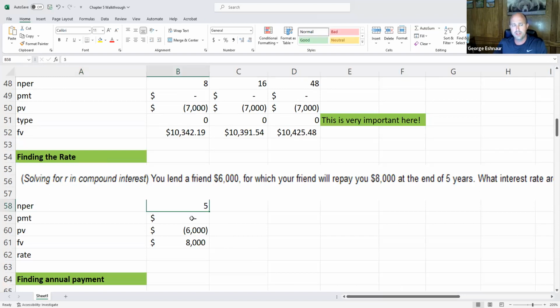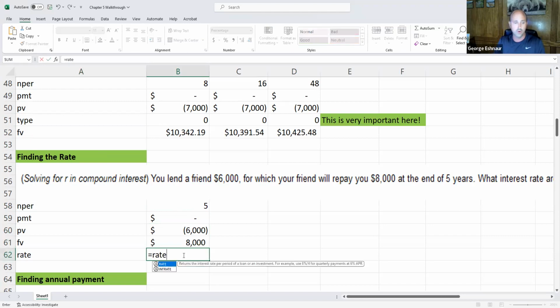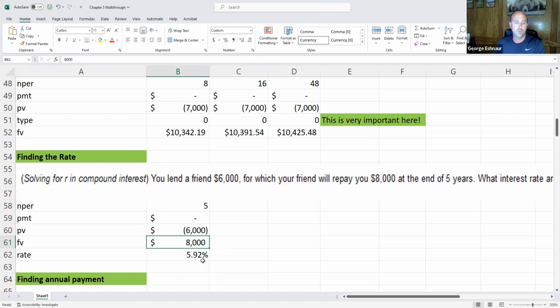So again, we've got our number of periods. We're not getting any payments because we're not getting our $8,000 back until the end of 5 years. So, and our initial investment's negative. Our cash flow situation is $6,000 out, and we get $8,000 back in the end. So what's cool about Excel, instead of having to do this algebraically or on a calculator, we just go through, and again, it tells us, all right, first number of periods, comma, payments, comma, present value, comma, future value, and we don't have to worry about the other two right now. We'll get into those later. So our rate of interest for our friend is 5.92% for this investment, for borrowing this money.